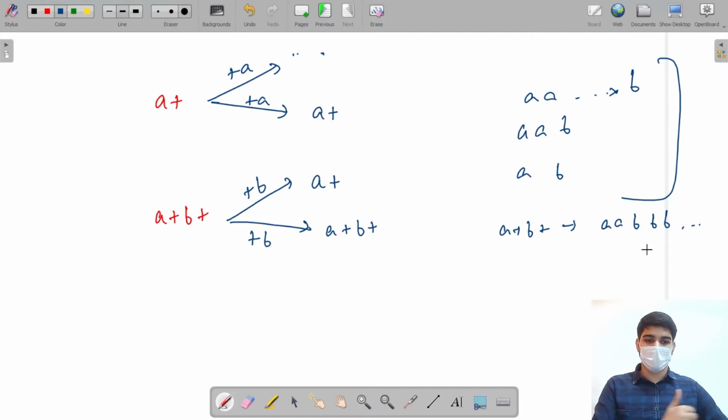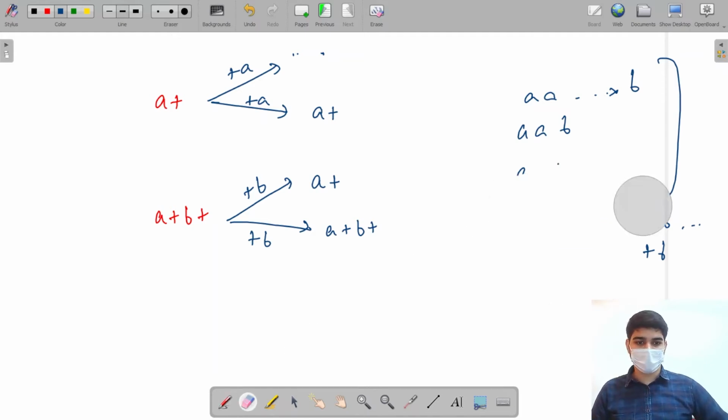B, B, B, B, I can just add a B to it, and it will still remain of the type A plus B plus subsequence. Right? I hope this is clear.